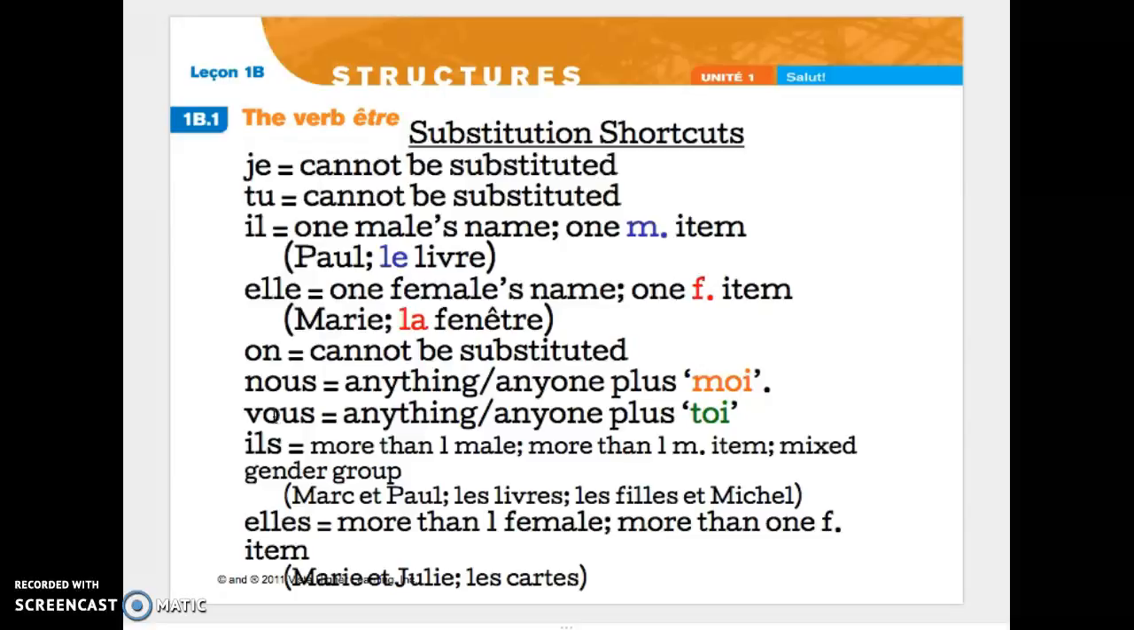Ils is the most complex one because it has three things. It could be more than one male. It could be more than one male item. And it could also be a mixed gender group. With elles, you could have more than one female or more than one feminine item.